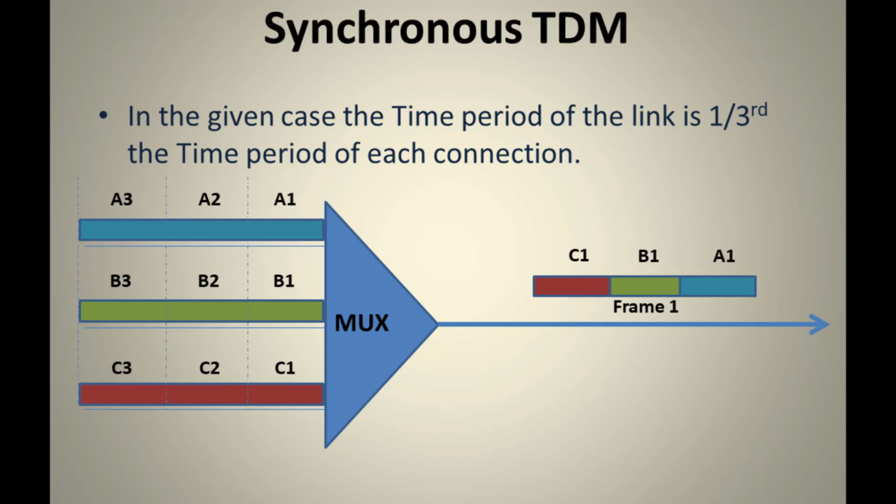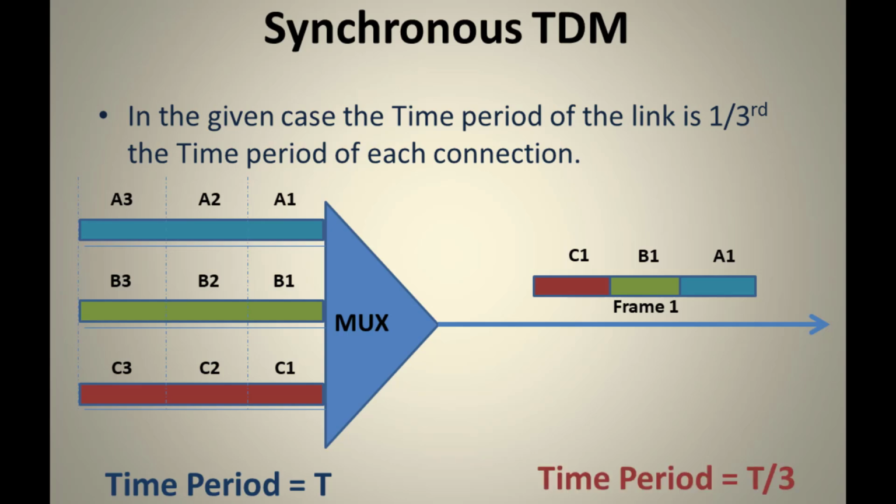So it must be faster, so the time period becomes less. If the time period of each channel is t, then the time period of the link becomes t by 3, so that all the data gets collected at the same time.